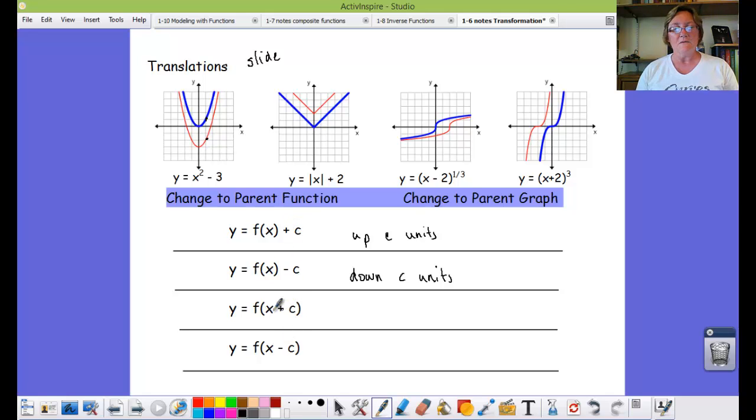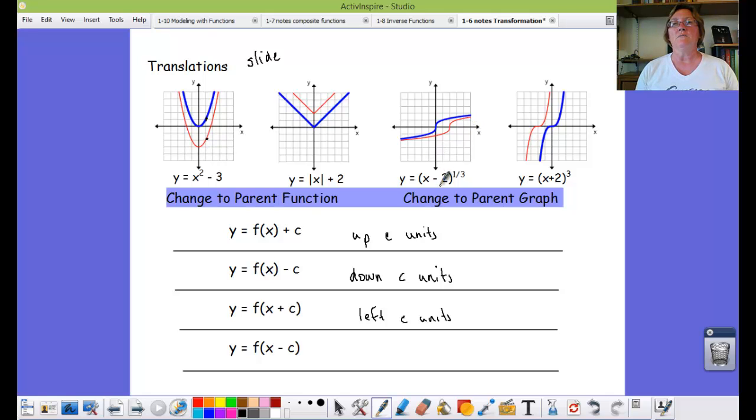Notice here, now we're inside the function. That is, we're not just doing f of x and then subtracting c. We're doing the function to x plus c here. The plus here, as in this one, here's the parent. Notice that it moved left. Everything here moved 2 units to the left. That's the opposite of what you would expect. Left, C units.